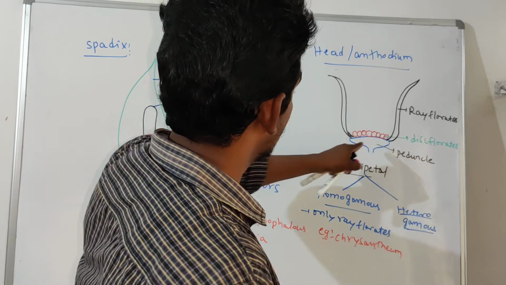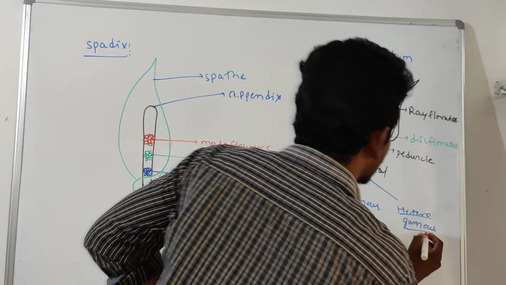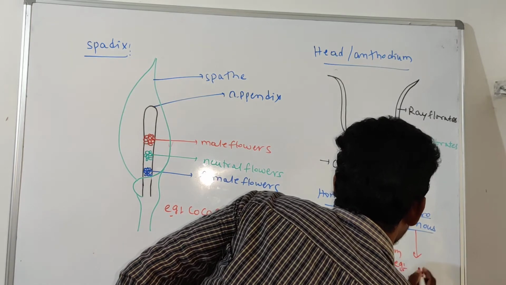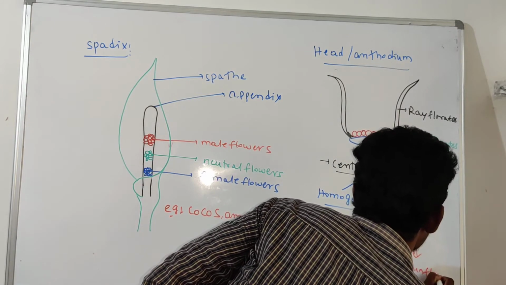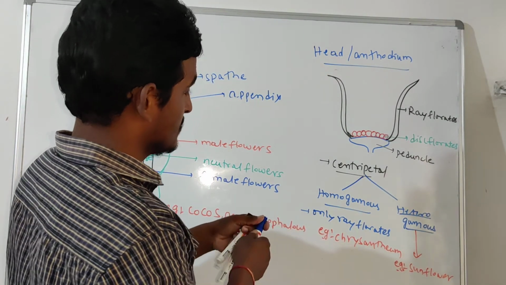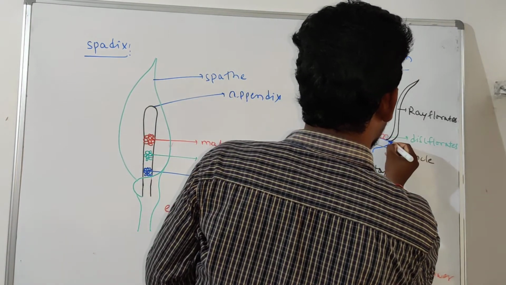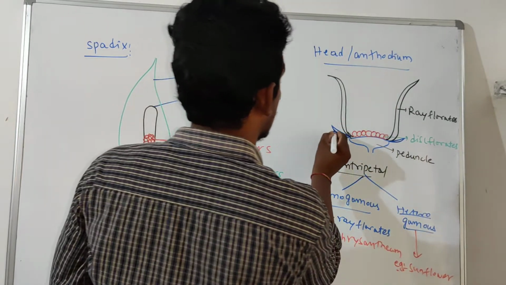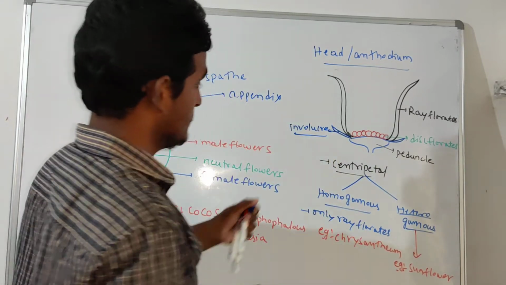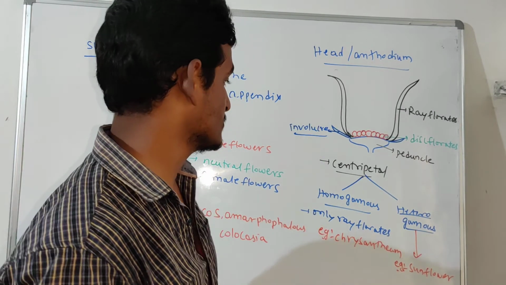But if you see this one, here it has disc florets as well as ray florets. So this type of head is called a heterogamous head. An example for this is Helianthus annuus, a sunflower, right? And along with that, below the ray florets it has bracts modified into an involucre. It is helpful for protection. So that is about the head or anthodium inflorescence.